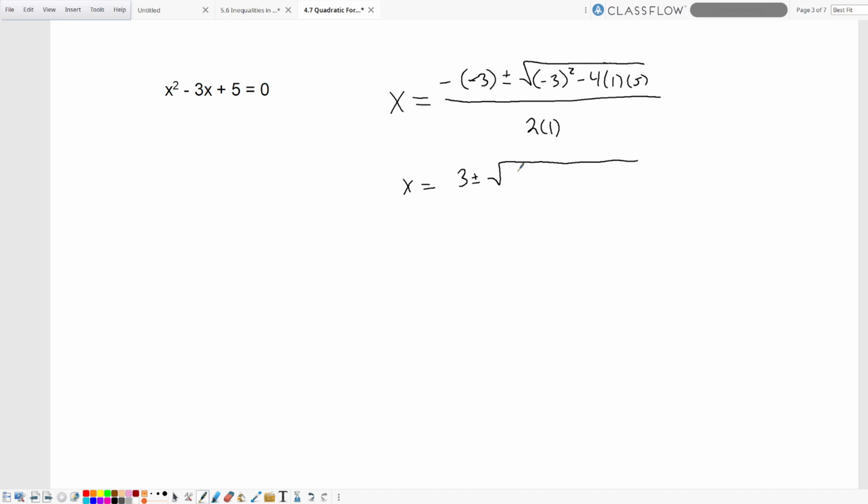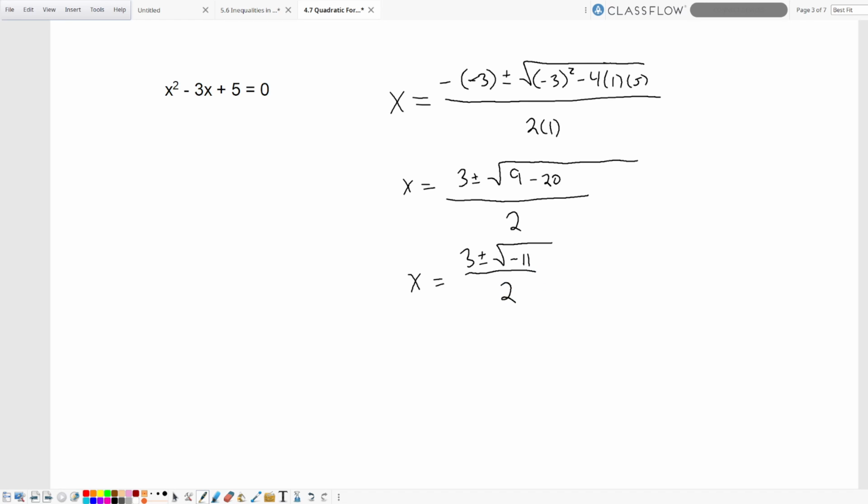Negative 3 squared gives me a positive 9. Negative 4 times 1 times 5 gives me a negative 20. And then 2 times 1 is just going to be 2. So we end up on the next step getting x is equal to 3 plus or minus, well, we have the square root of 9 minus 20, which gives us negative 11 over 2.